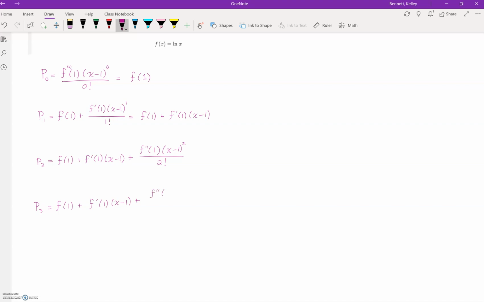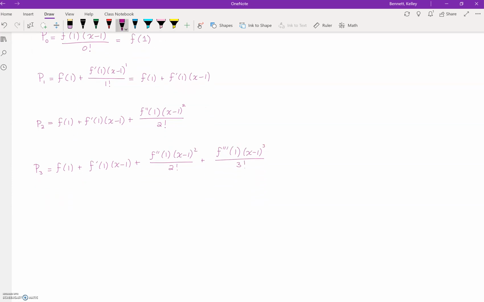So this is just the old stuff from P2, and then after I finish this, we'll append the third degree term. So that's going to be the third derivative evaluated at 1, centered at 1, cubed, over 3 factorial. And then the last guy is P4. So again, all the same stuff as before.